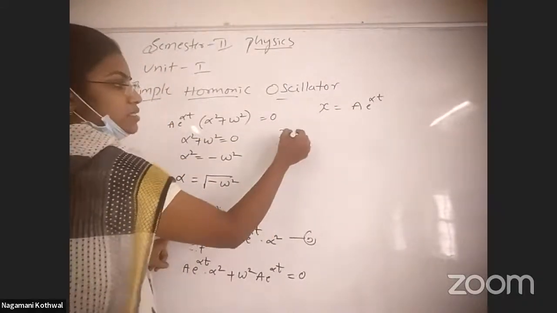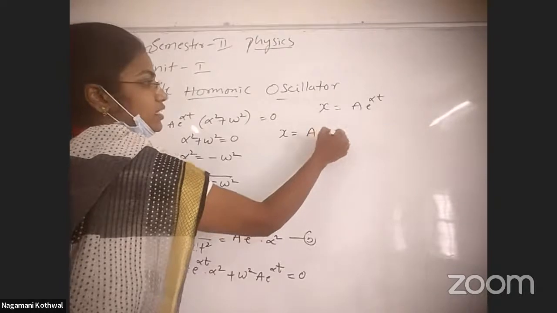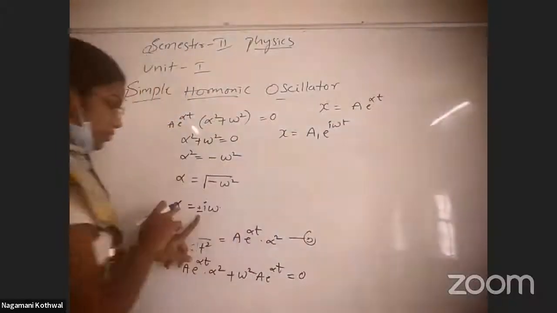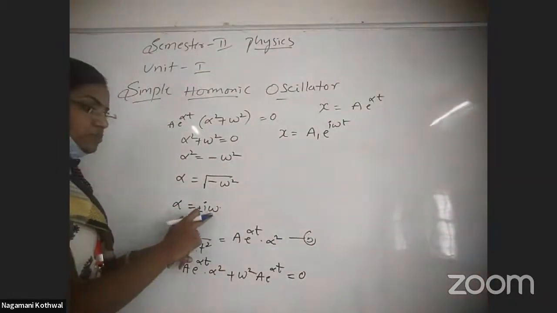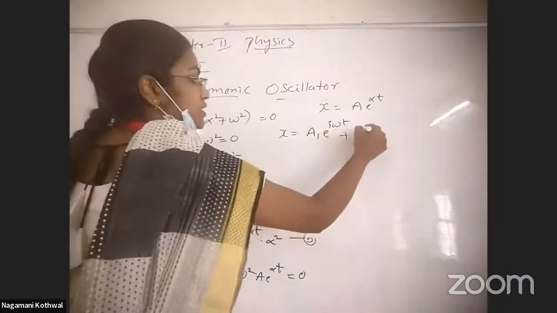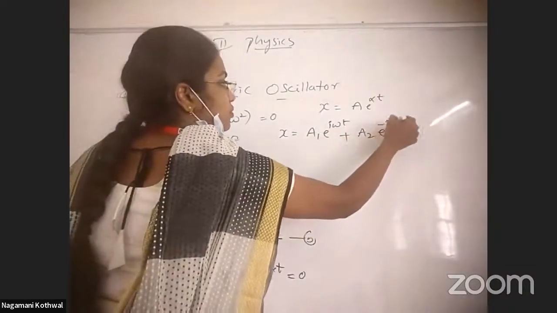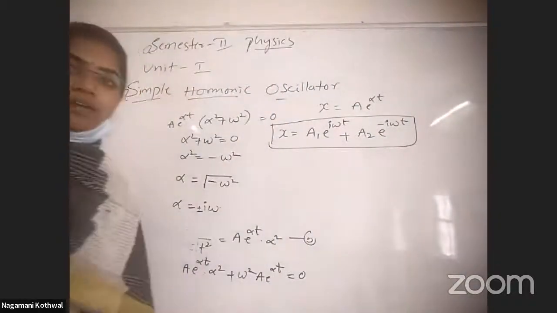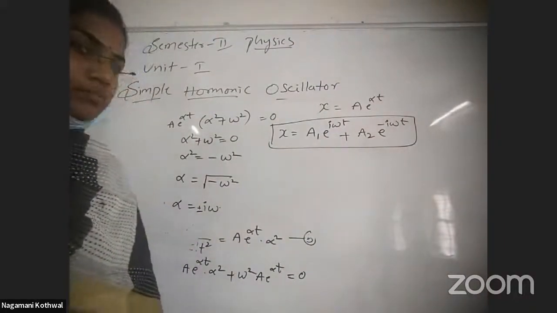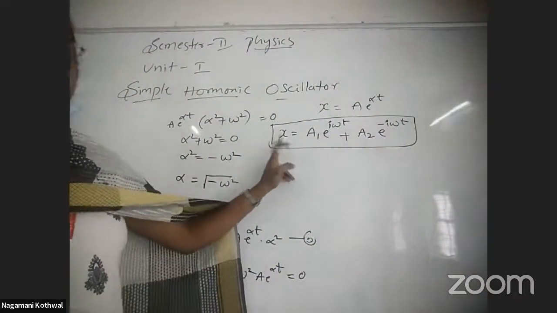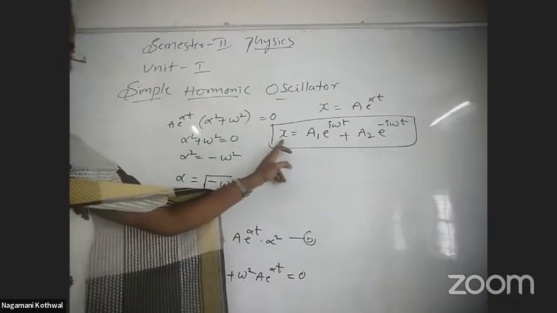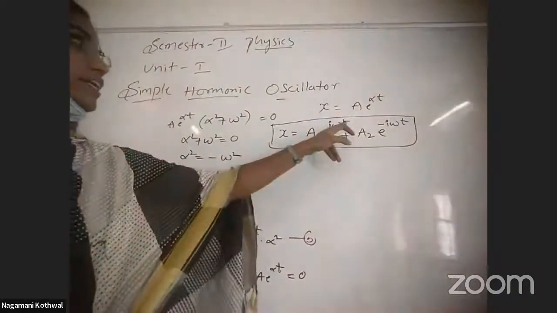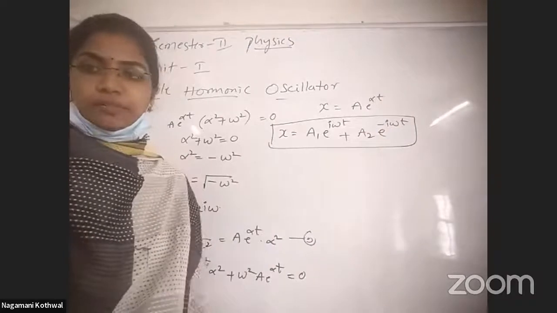x is nothing but the displacement. So x is equal to a1 e raised to i omega t, because plus or minus i omega is there. Once we substitute plus and next time minus, plus a2 e raised to minus i omega t. This is the displacement of the simple harmonic oscillator. If they ask in any competitive exam, PG entrance or something, the displacement of simple harmonic motion is x equal to a1 e raised to i omega t plus a2 e raised to minus i omega t, with only two frequencies. Clear now?